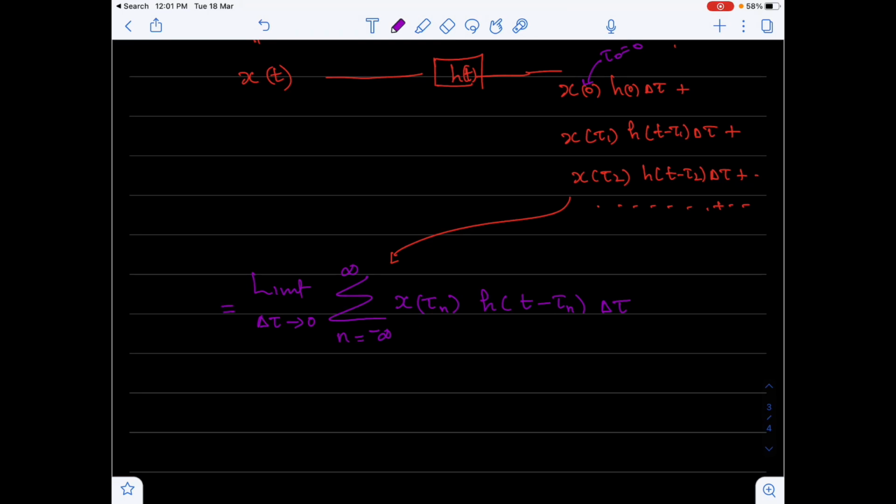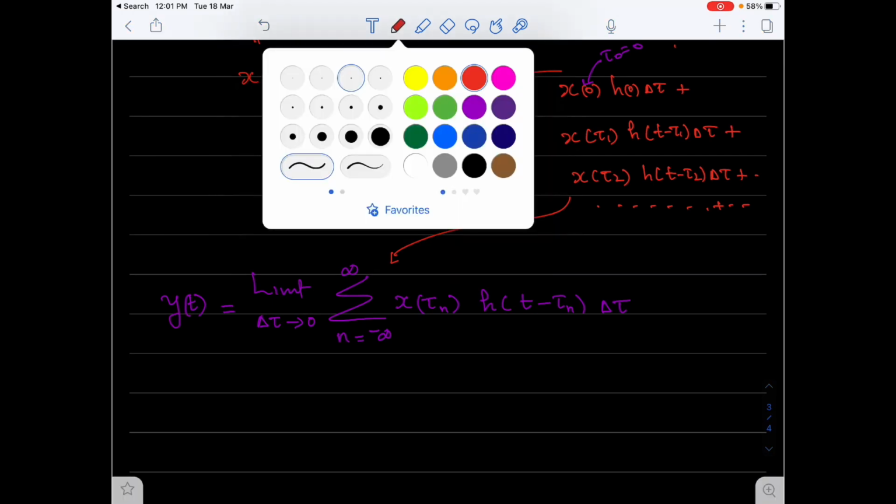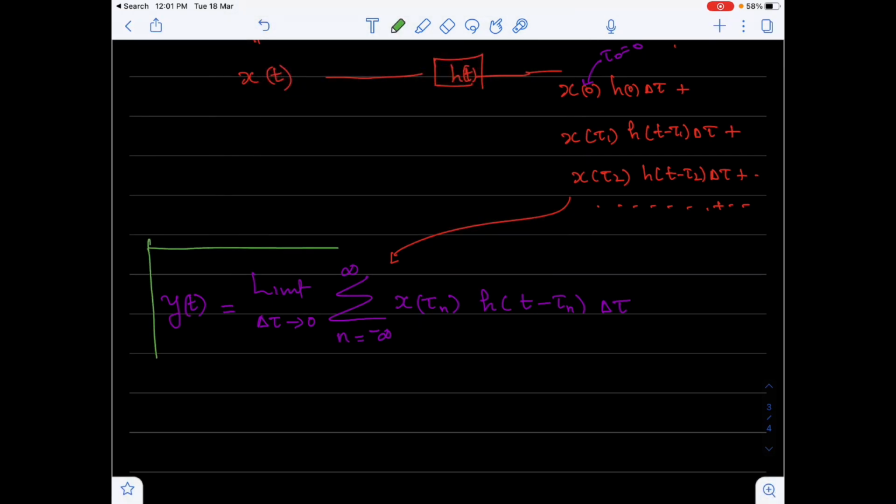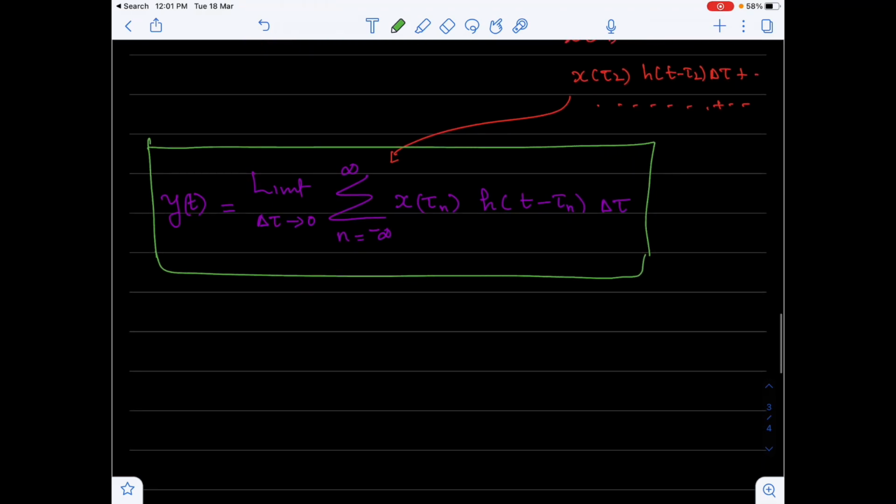This is my output for the input, which is nothing but x of t. So I got the output, right? Now we will apply the limit. When I apply the limit with delta tau tends to 0, what will happen here? You see that the width of the pulse will become very small, right? Then finally this will become an impulse function, right?